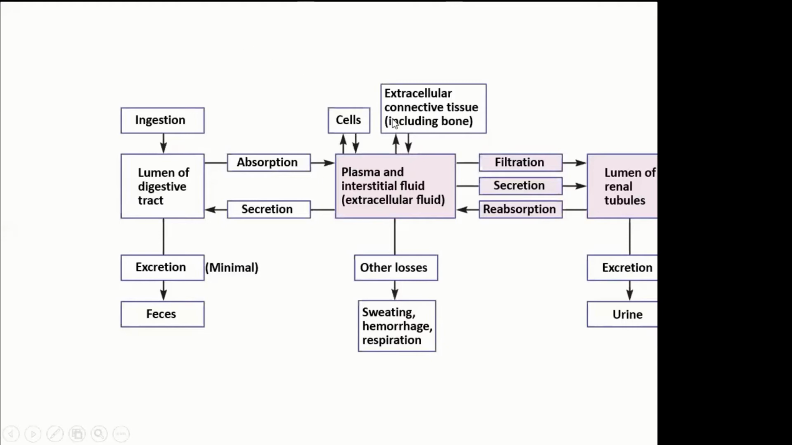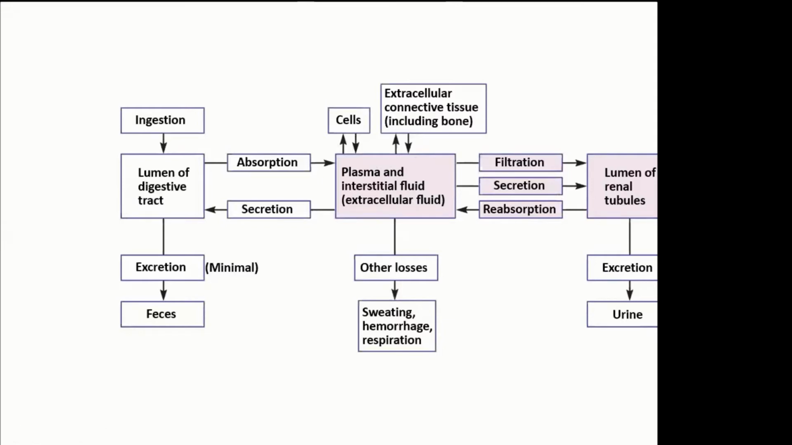And then your plasma can exchange solutes and water with cells and with extracellular connective tissue. This will be important as we start to talk about calcium. Calcium is important for your body, and that's really one of the things that's going to be exchanged with bone. And then what's highlighted in purple is what we're talking about now, which is exchange with the renal tubules, so the nephron, so the kidney.